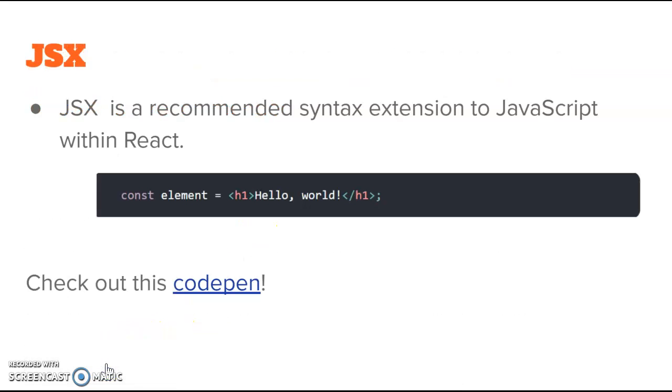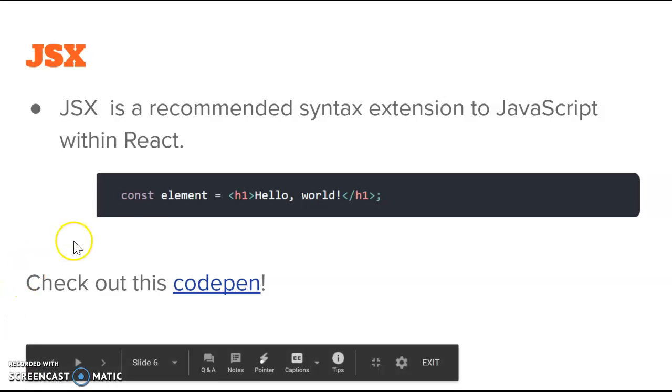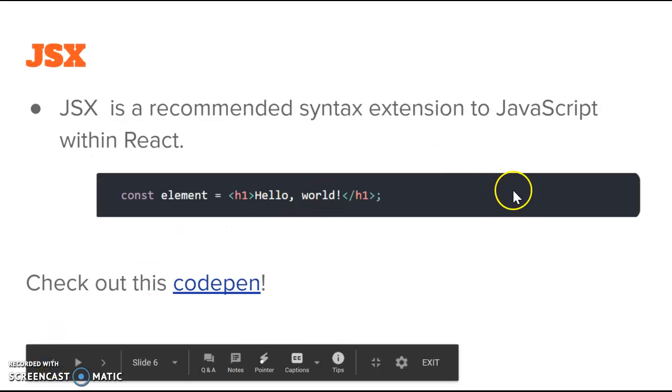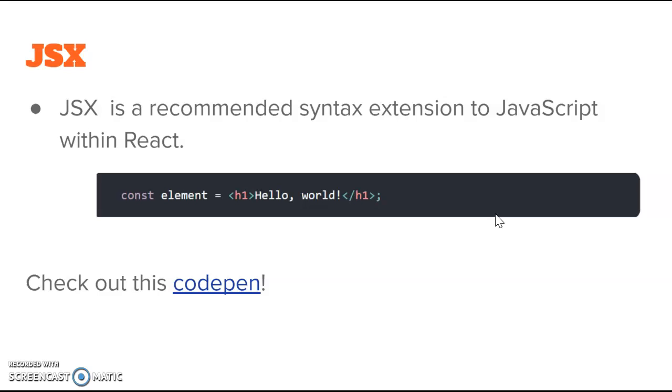Next, something that's unique about React is it uses this syntax extension, which is called JSX. It's recommended, but it's not required. So you don't have to use it, but they recommend that you use it because it makes it easier to write and add HTML within React. You can see this example, and it almost looks like a combination of HTML and JavaScript. So JSX, which stands for JavaScript XML, allows you to write HTML in React.